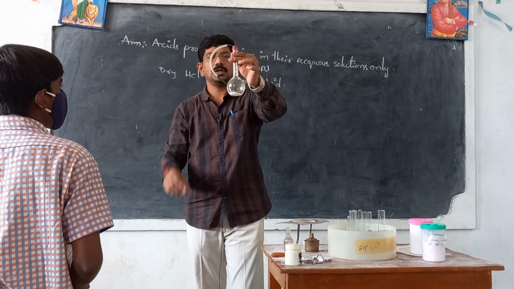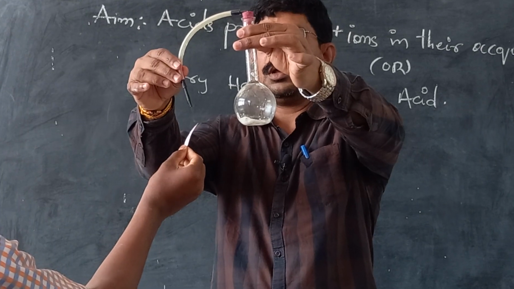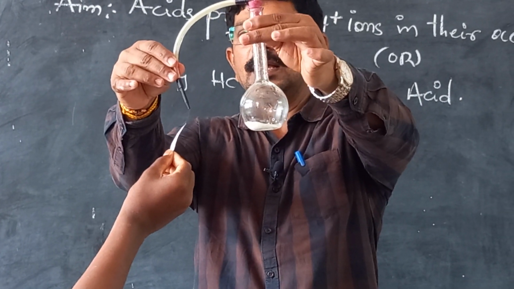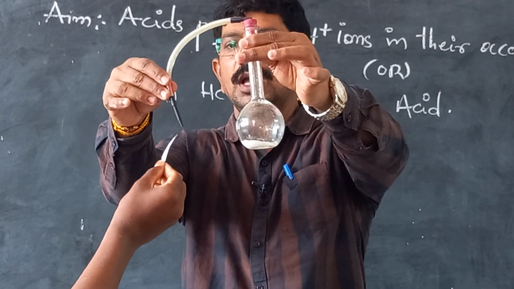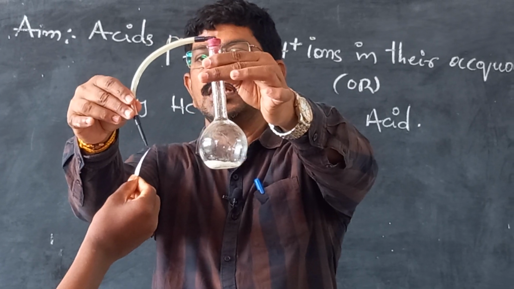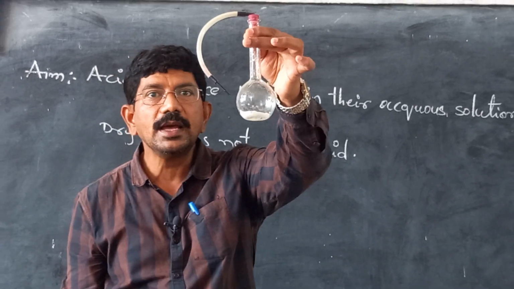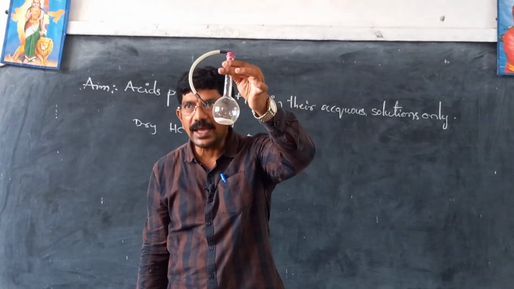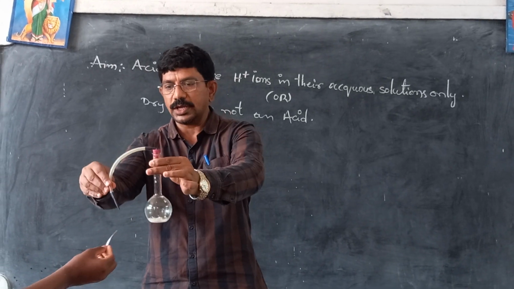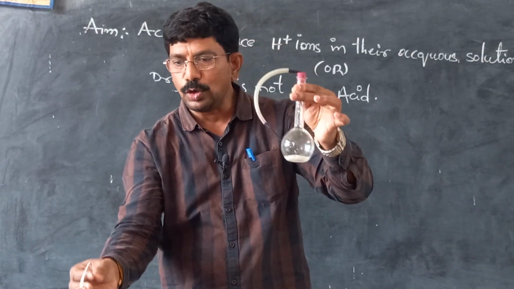See this. Observe this one. Do you find any gas? Can you find the fumes? Observe this. Okay, these fumes are nothing but dry HCl. But when we test this dry HCl with the blue litmus paper, there is no change in the blue litmus paper.